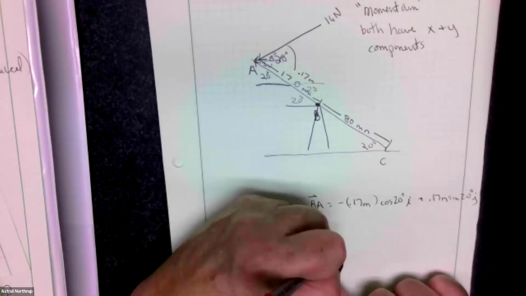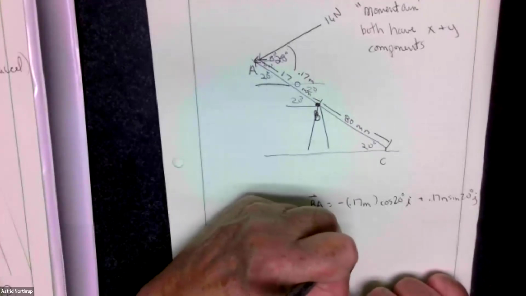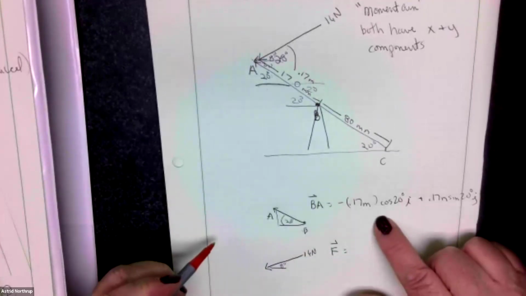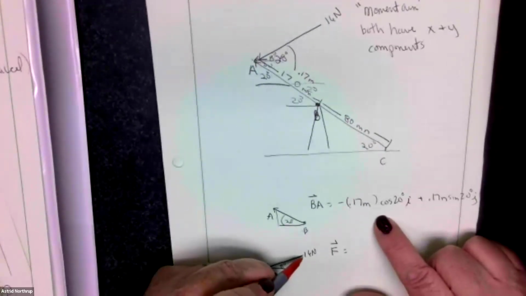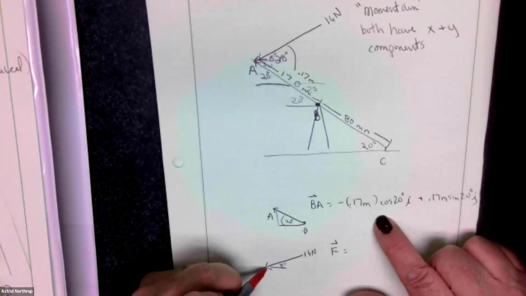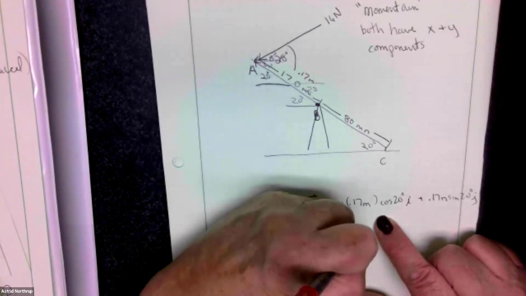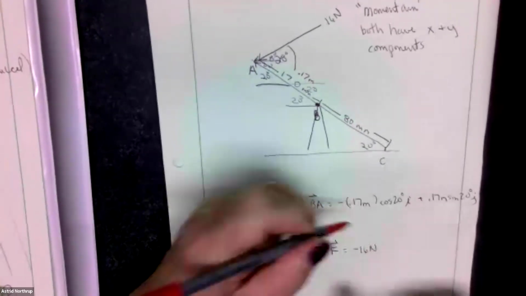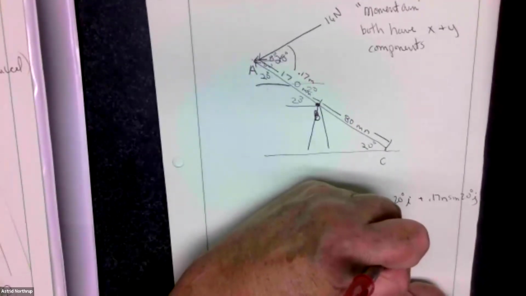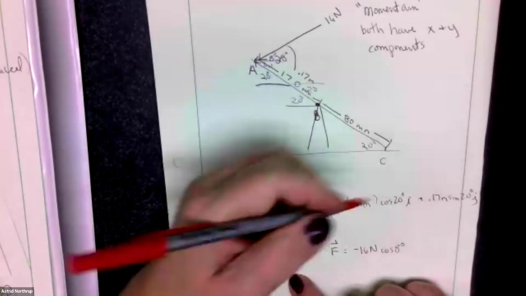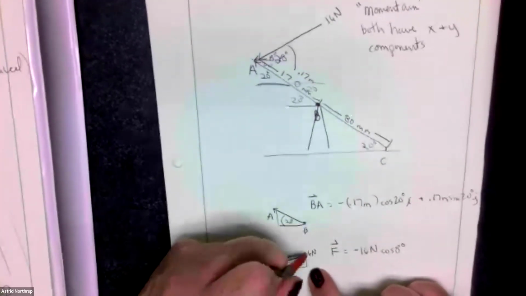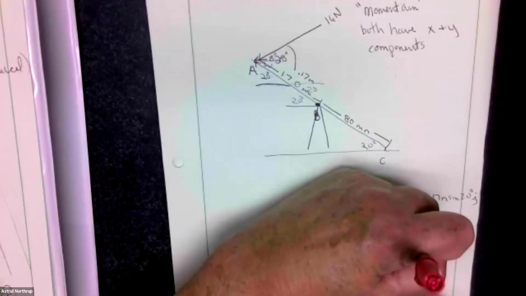And to write the force in vector notation, I can see that in the x direction, it's negative because it goes from right to left. So it's a negative 16 newtons times the cosine of 8 degrees. And in the y direction, it goes down. So it's also negative.